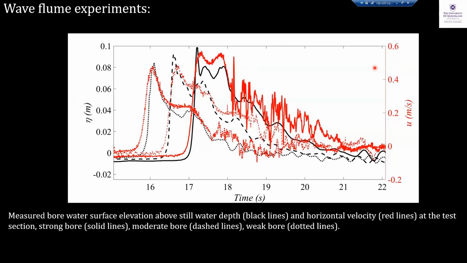These are the bore surface elevations and velocity signals that I used to measure erosion around the piers. These are again the same strong, moderate, and weak bores based on the stroke length of the wave maker. And this is what the wave surface elevation and the velocities look like for this case.